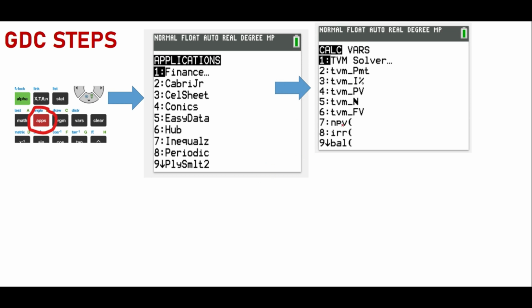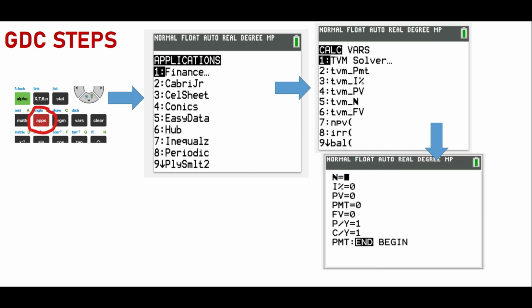You have multiple options here. Select the first one, TVM solver, the time, value, money solver, which opens another window where you have all these parameters: N, I, PV, PMT, FV, P/Y, C/Y, and End and Begin. So you should know the exact values that need to be entered into each of these parameters, or the spaces provided here, to get your final answer.